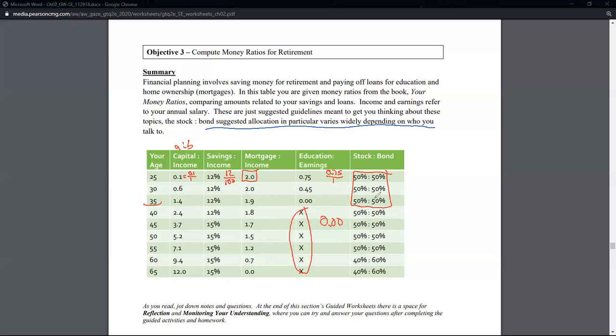All right, so they're saying half your money should be in stocks, half your money should be in bonds. What money are they talking about? They're talking about your capital. So when you're 25 and you've got your 10 grand set aside, you should have 5 grand in stocks, 5 grand in bonds. When you're 30 and you've got your 60,000 set aside, you should have 30,000 in stocks and 30,000 in bonds. That's what they're saying here.